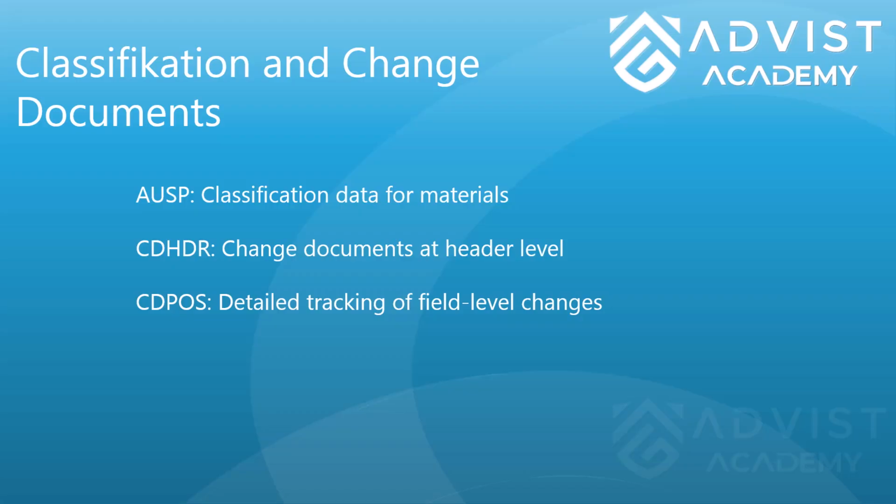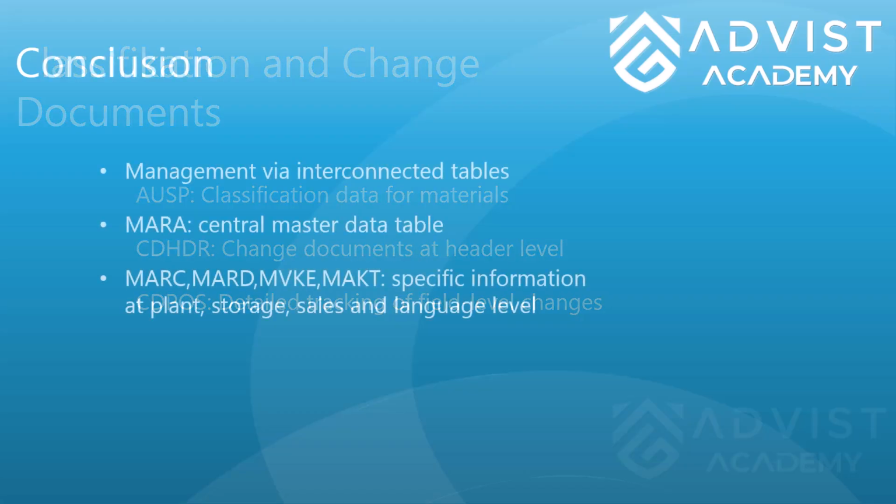To track changes to material master data, the CDHDR and CDPOS tables are relevant. CDHDR contains change document headers, while CDPOS holds the related line item level changes. These tables allow you to trace who made which change to a material record and when. It is important to note that these are not exclusively material-specific tables. They are generic change log tables used system-wide.